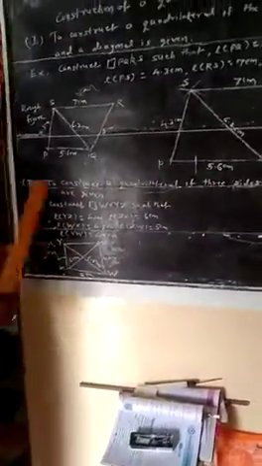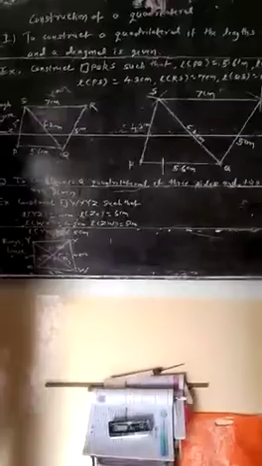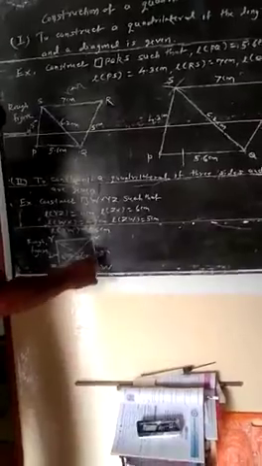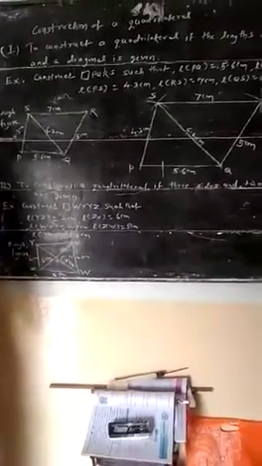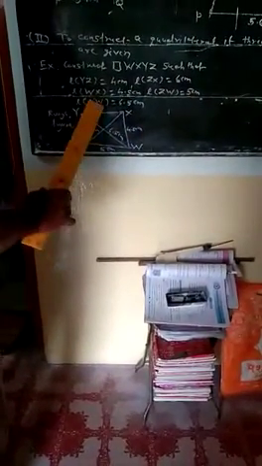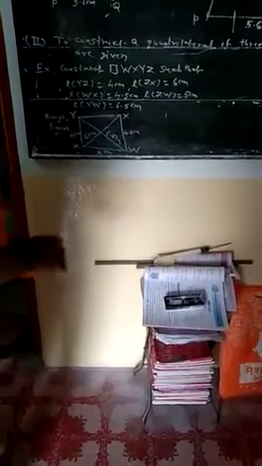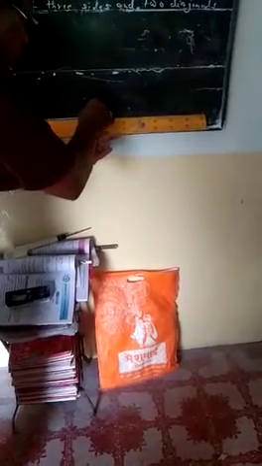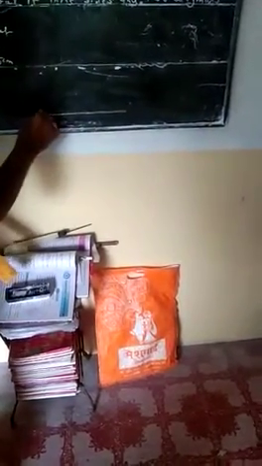Your second type is to construct a quadrilateral with three sides and two diagonals. Here three sides are given, 1, 2, 3, and two diagonals, this diagonal and this diagonal. For example, construct quadrilateral WXYZ such that the length of YZ is 4 cm, ZX is 6 cm, WX is 4.5 cm, ZW is 5 cm, and YW is 6.5 cm. Here you take ZW as the base, ZW 5 cm.